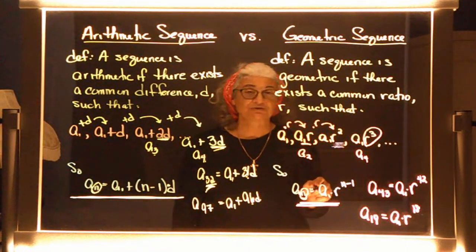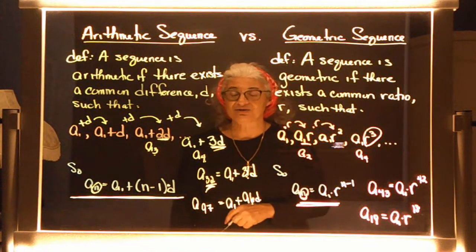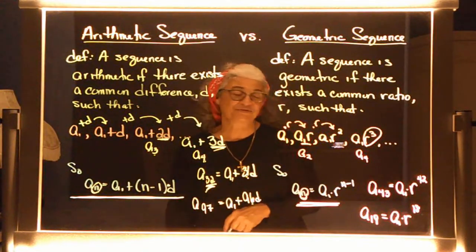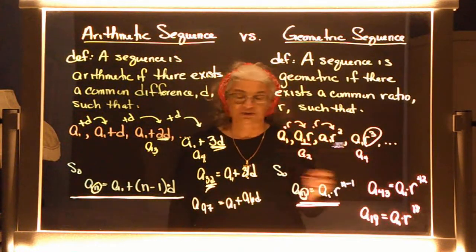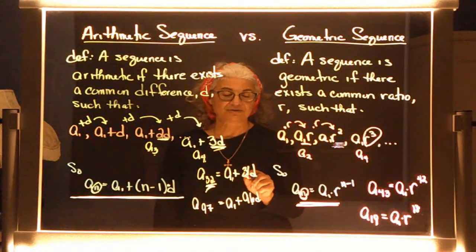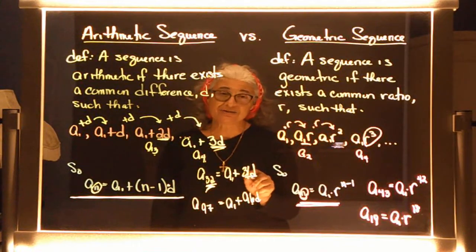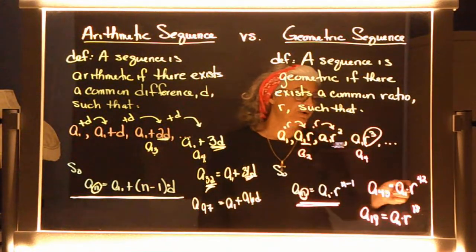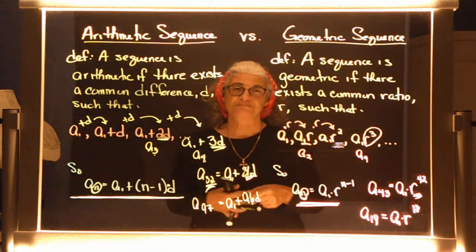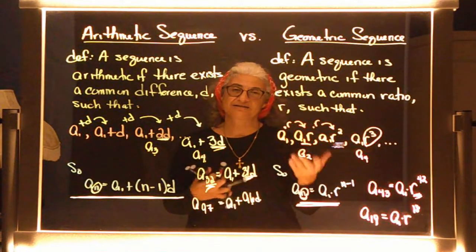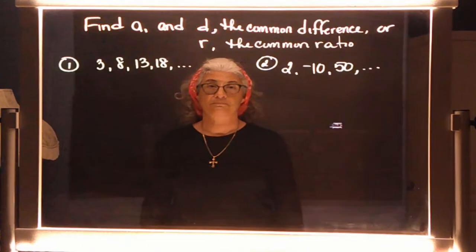Remember, these n's represent the term you're on. Is it the 43rd term? Is it the 32nd term? Is it the 97th term of the sequence? Is it the 19th term of the sequence? Whichever term we're on tells me what power the R is going to be to. Cool? Okay, so hang in there. I've got some examples of these sequences for us.